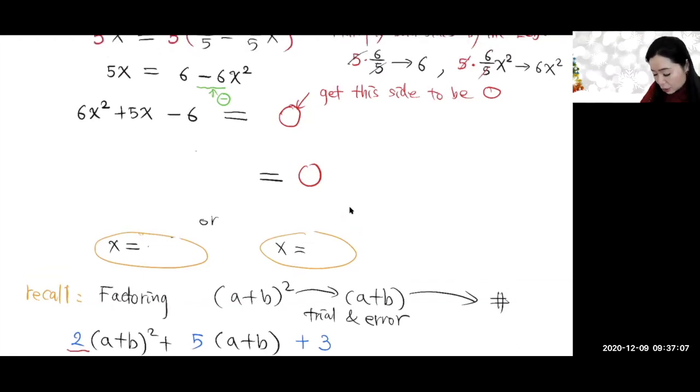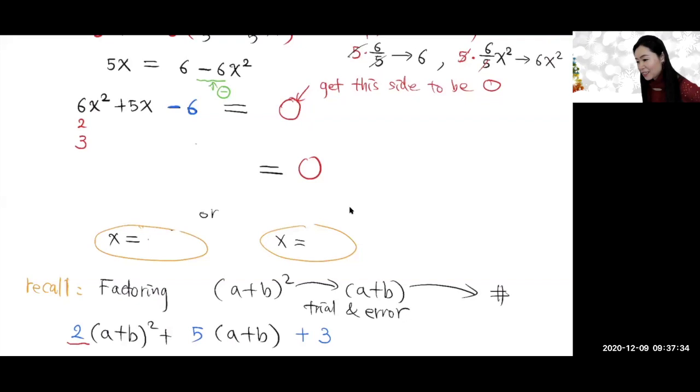So the 6 here I can try 2 times 3. For the negative 6 over here, what would you like to try to factor this negative 6? Try anything, because with trial and error, you can make a mistake, and then you can proceed. So what would you like to try? Okay, I see someone say 3 and negative 2. Yes, you got it. Okay, so we have 3 and negative 2.